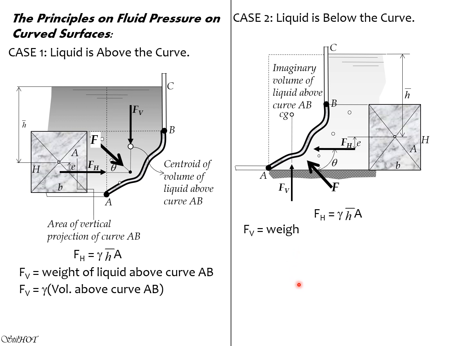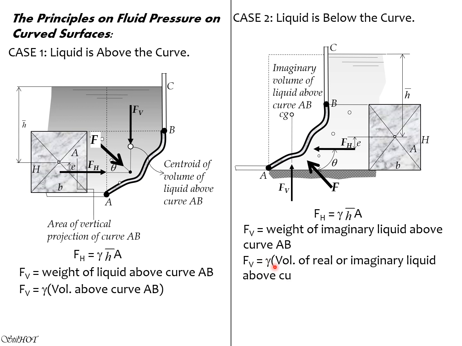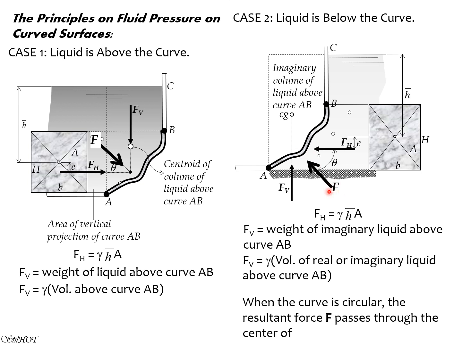So that's it. That's the principle. Fv is the weight of imaginary liquid above curve AB, and it is gamma times the volume of real or imaginary liquid above curve AB. When the curve is circular, of course, this resultant force passes through the centroid of the circular curve. Again, when the curve is circular, the resultant F passes through the center of the circle, or the center of the circular curve. That is very important, and I want you to remember that.